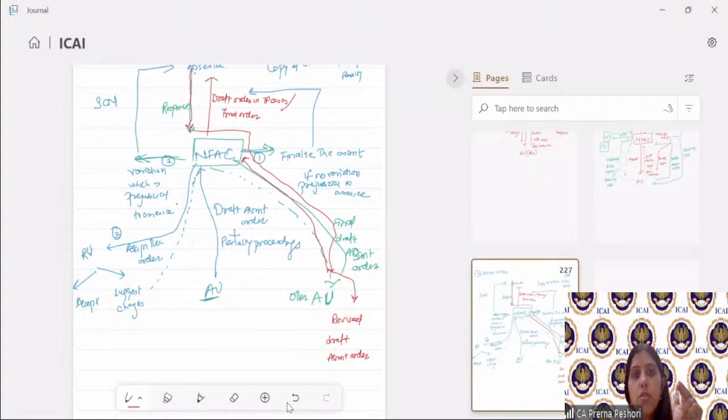And what is that procedure? The assessee has to submit a response to the show cause notice. The response will again go to the assessment unit, and the assessment unit will then make the final assessment order and give it to NFSC. NFSC will then finalize it. Is that clear?